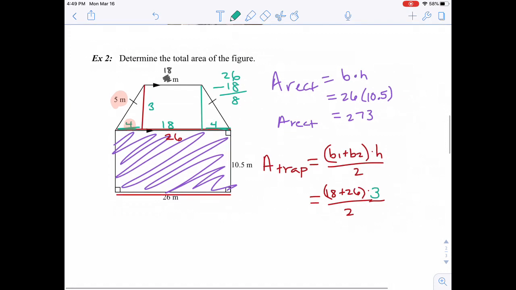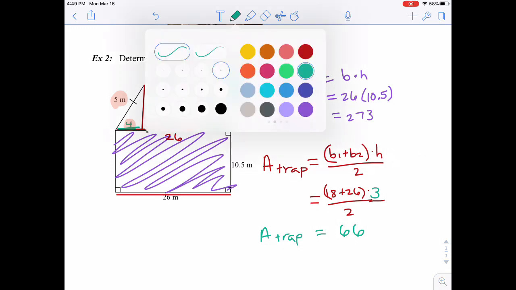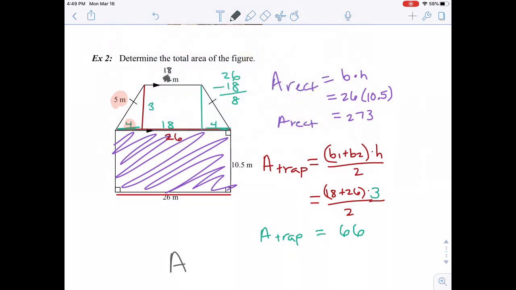So when I go ahead and calculate out, I get 66 for my area of my trapezoid. And I have 273 for my area of my rectangle. And so my area of the entire shape is going to be my rectangle plus my trapezoid, which total gives me 339. And this was in meters, but area is meters squared.